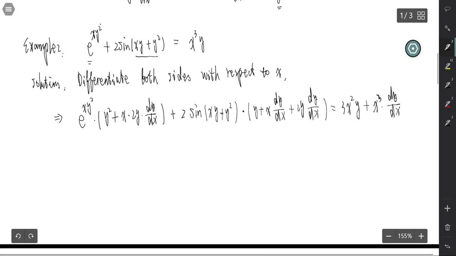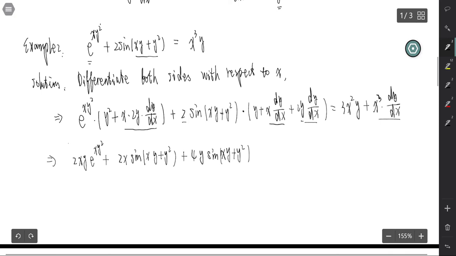Then collect the like terms. That is, there's dy/dx in each of these terms. So that is 2xy e to the x y squared, plus 2x sine of (x y plus y squared), then plus 4y sine of (x y plus y squared), then times dy over dx.